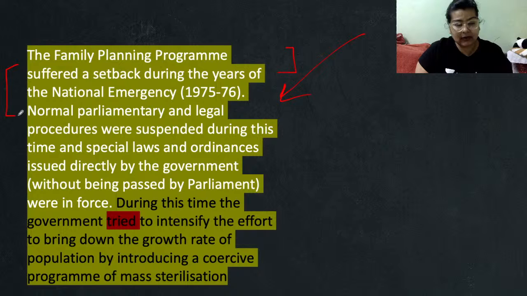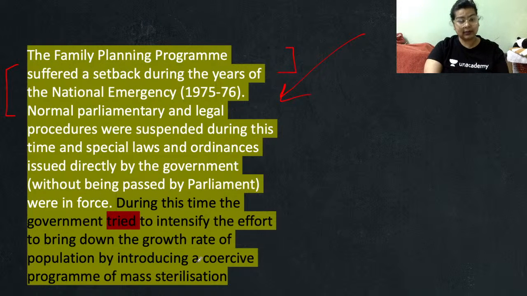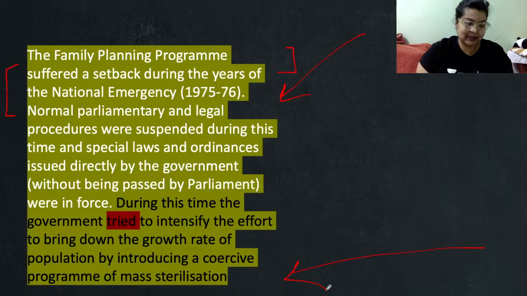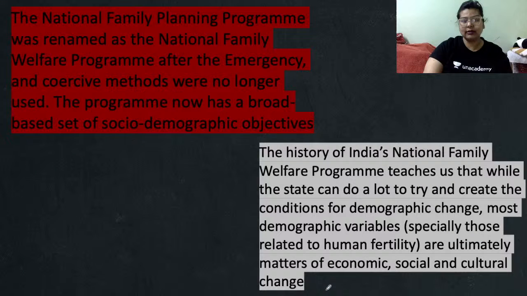During this time, the government tried to intensify the effort and bring down the growth rate of population by introducing a coercive program of mass sterilization. This was another facet which the government brought into notice without being passed by a parliament which was already in force. So this was the family planning program which suffered a major setback during the years of national emergency.